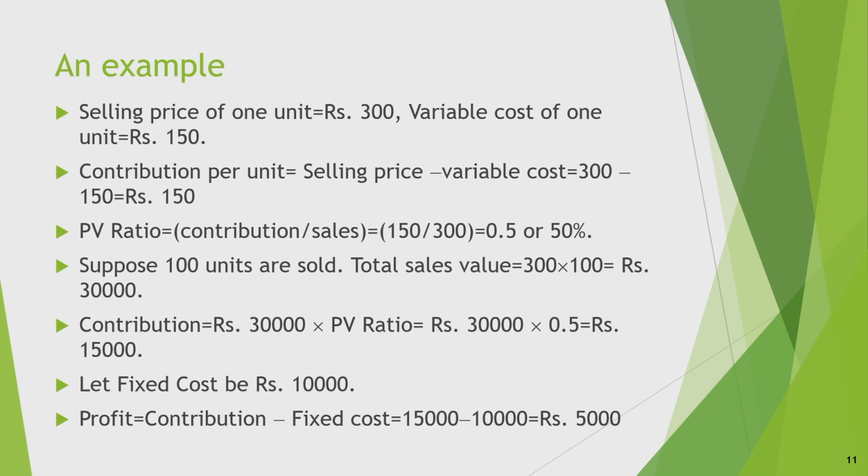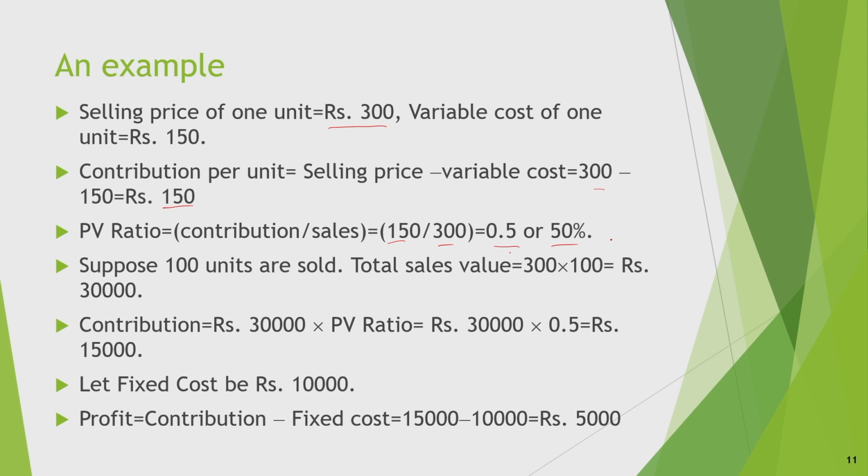An example: selling price of 1 unit is equal to rupees 300 and variable cost of 1 unit is rupees 150, then contribution per unit is selling price minus variable cost, this becomes 300 minus 150 is equal to rupees 150. So, PV ratio is contribution by sales, you can calculate per unit wise, this is 150 by 300, that becomes 0.5 or 50%.